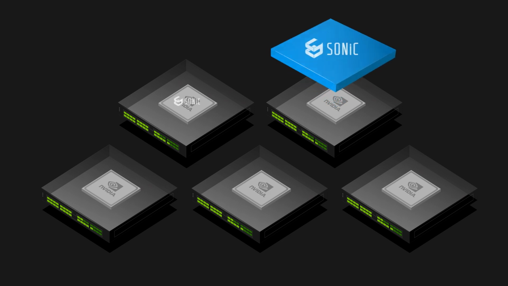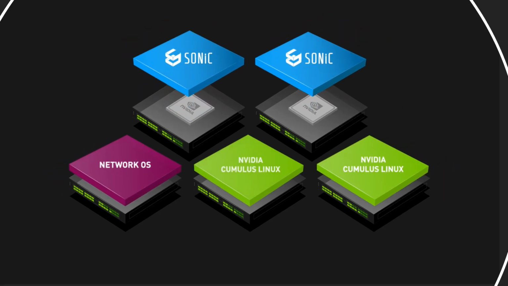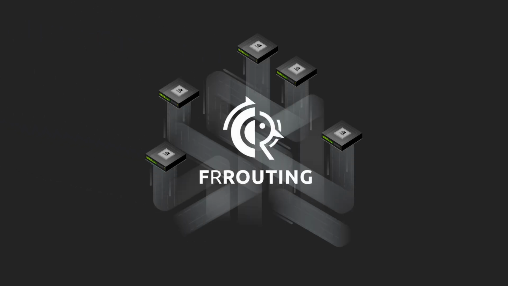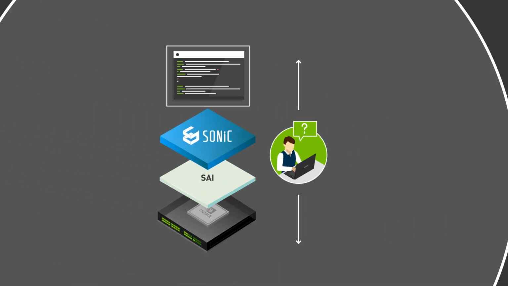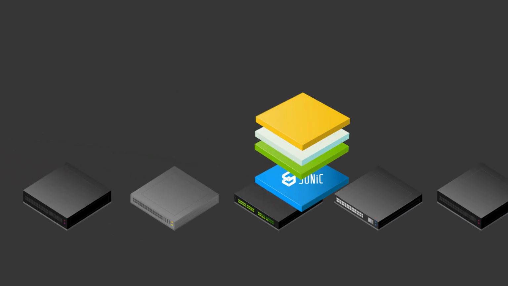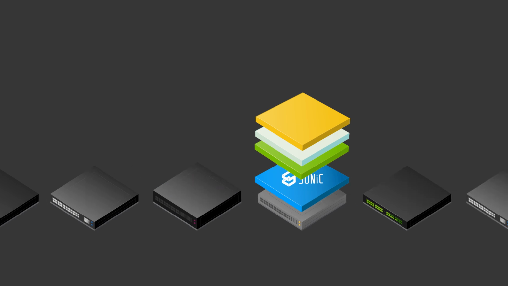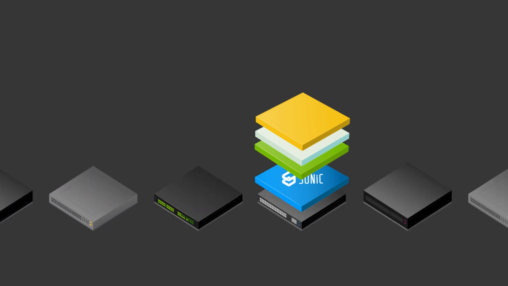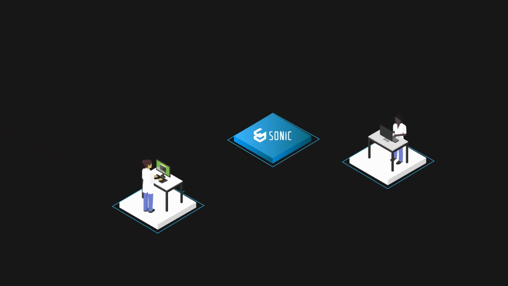Mix and match your leaf-spine architecture with SONiC, NVIDIA Cumulus Linux, or others. The choice is yours. Partner with thought leaders. NVIDIA is the leading contributor to free-range routing, the primary routing stack in SONiC. Support from ASIC to protocol. Choice of hardware. SONiC Switch Abstraction Interface, SAI, removes the associated hardware complexity and makes it possible to choose the best networking hardware. A 100% open source experience.